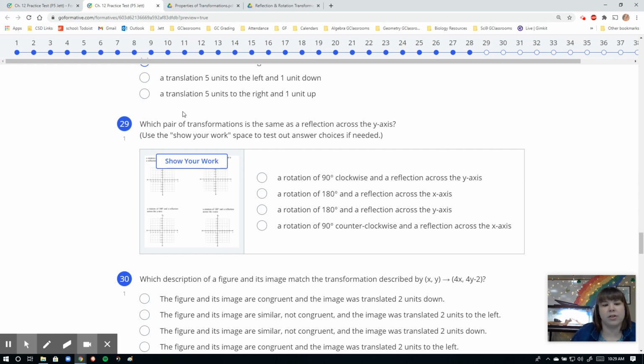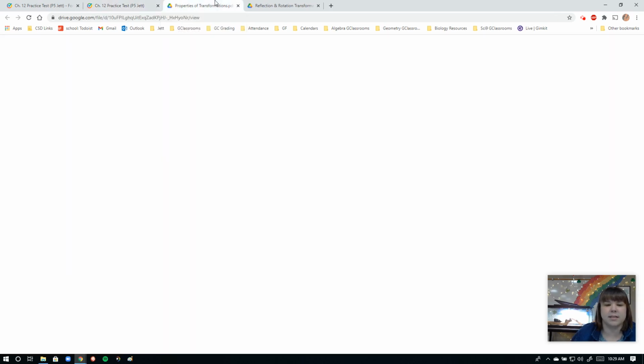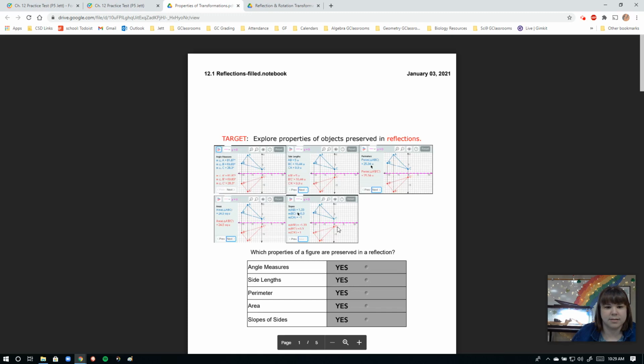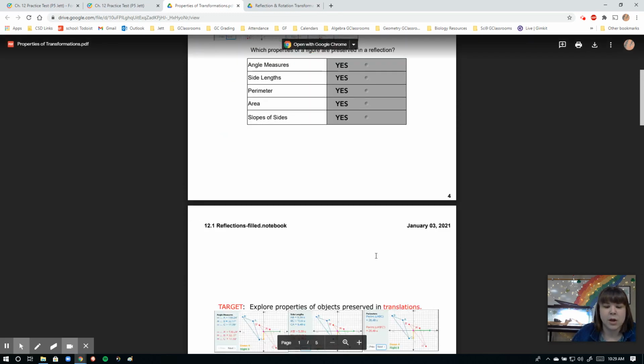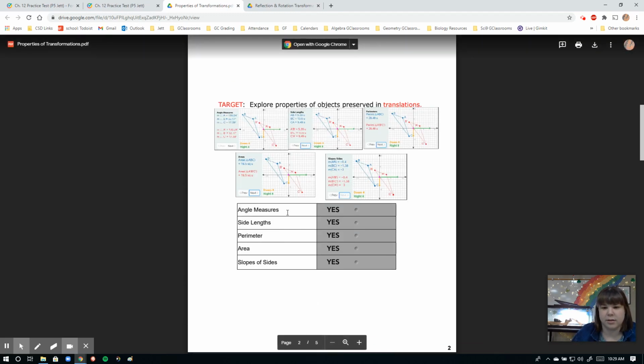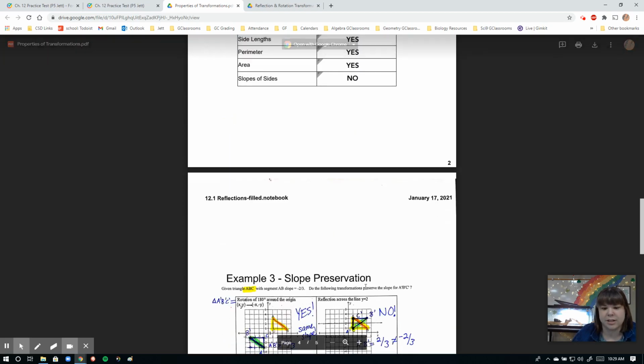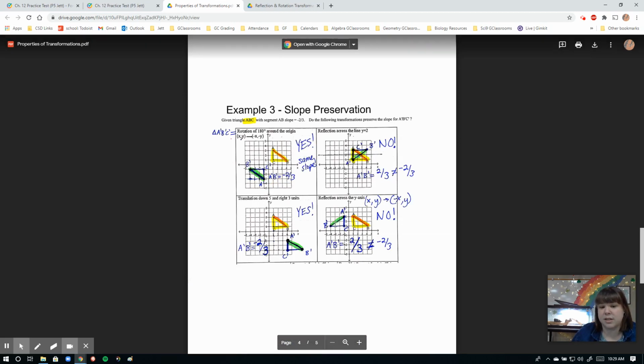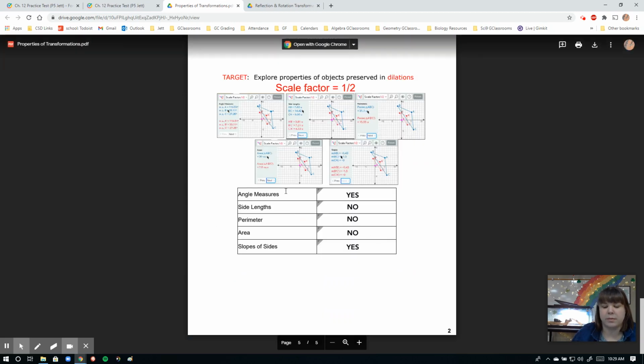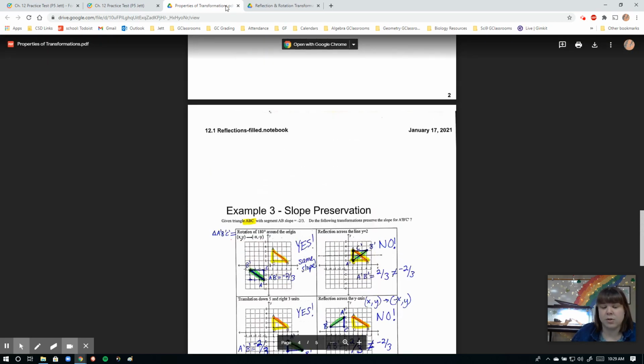One of the pages in your resources for the practice test and the test is a page that looks like this, okay? And it has all of the notes pages where we talked about what properties are preserved in a reflection, what properties are preserved in a translation, what properties are preserved in a rotation. We also talked about this. These are some notes that we took, so I put them in there. And then also what properties are kept the same in a dilation. So you can use this as a resource.